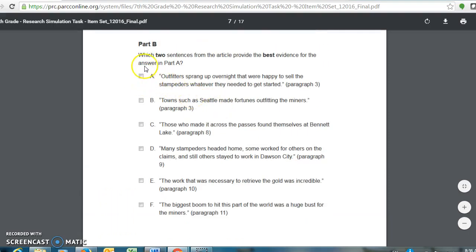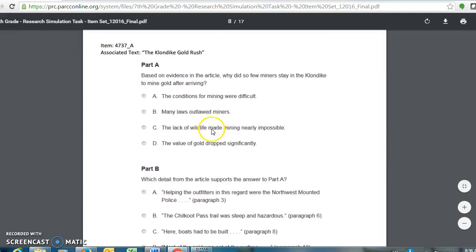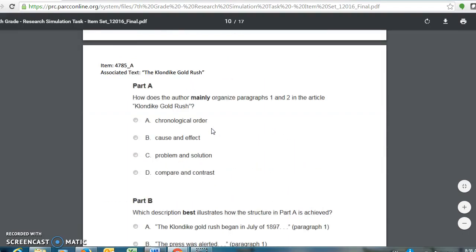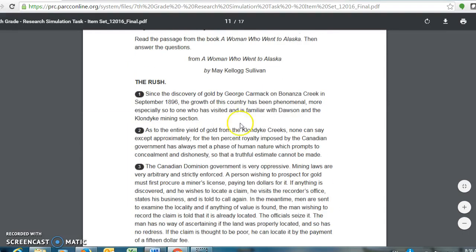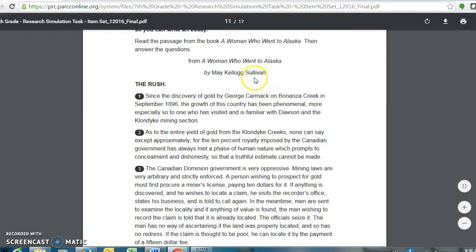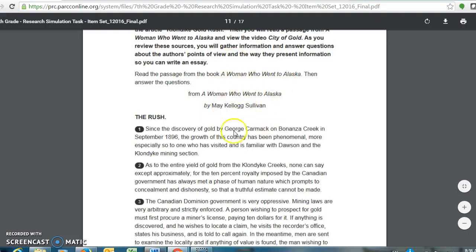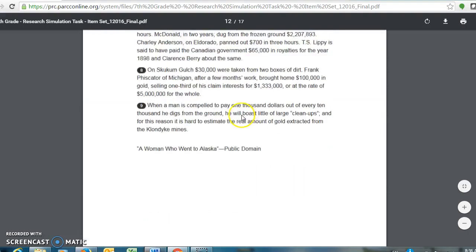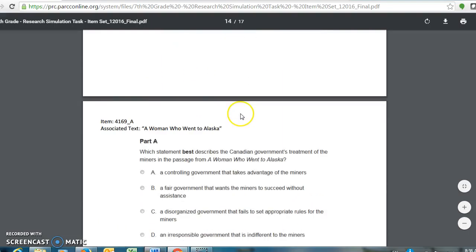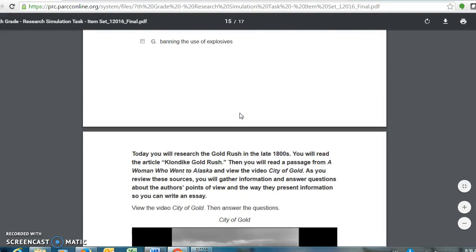Keep in mind that when you see a question like this with square boxes rather than round, you're choosing more than one answer. So be sure to read the question carefully. You're going through, and then you'll see your second document. So here is the second document. This is an excerpt from an essay or a book, A Woman Went to Alaska, and you're going to read that, and then you're going to have your Part A, Part B questions just specifically to that text.